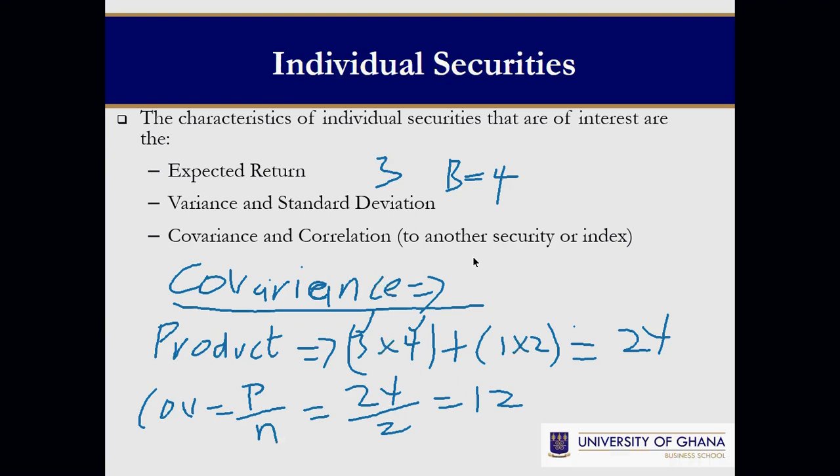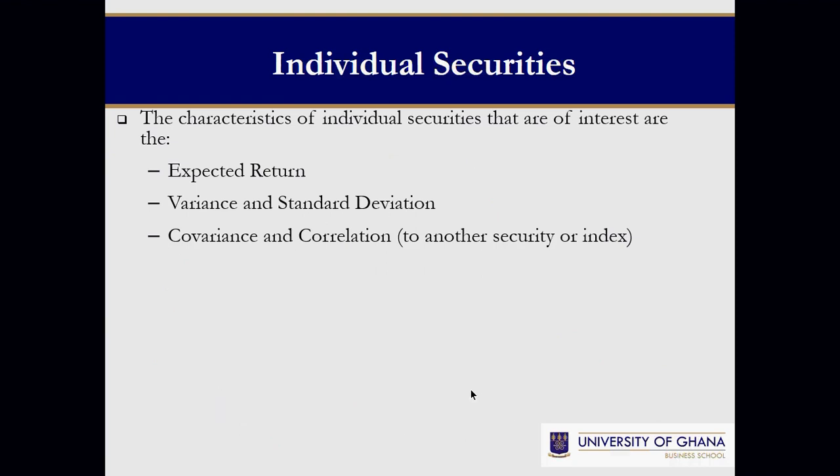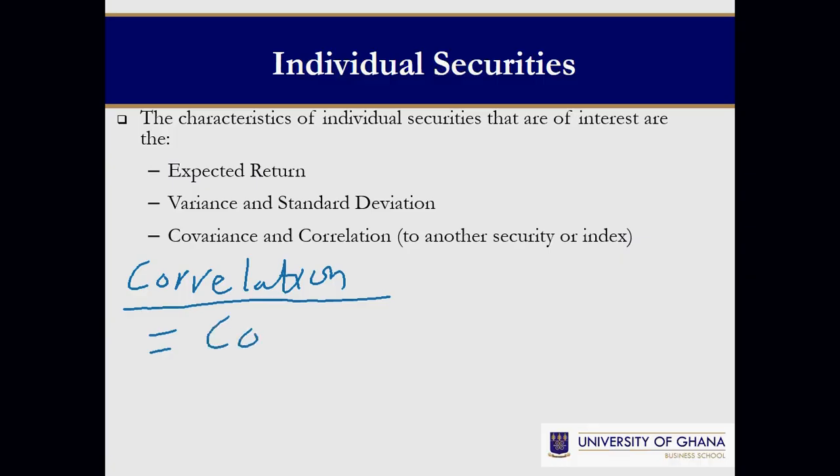And now let's talk about correlation. Correlation is equal to the covariance of the first and second asset, all over the standard deviation of the first asset times the standard deviation of the second asset. I know that the formulas are becoming plenty, but keep practicing, keep watching the video, and you get it.